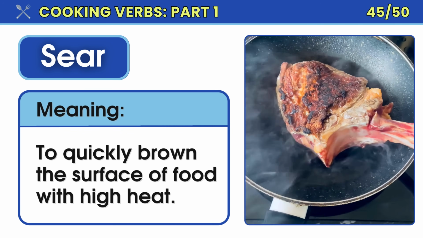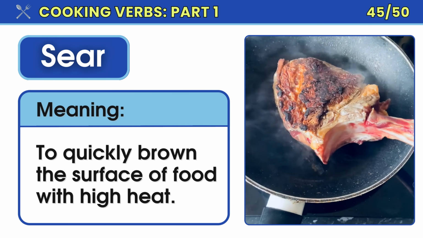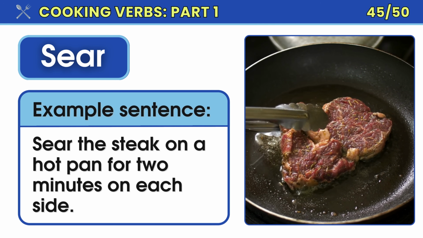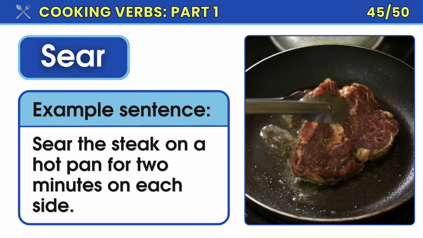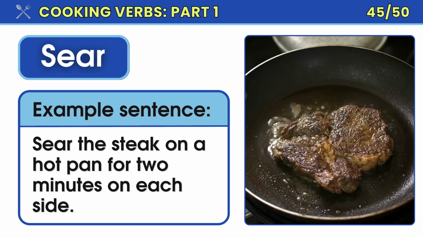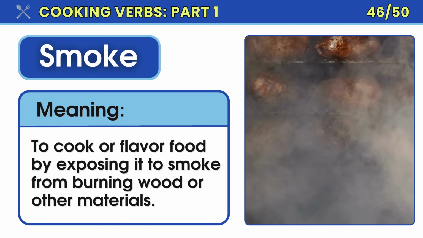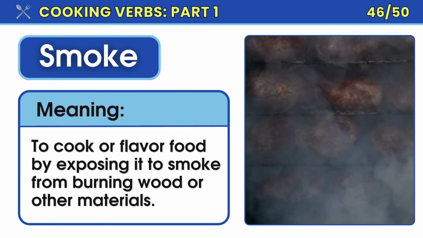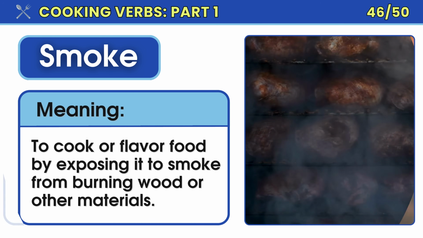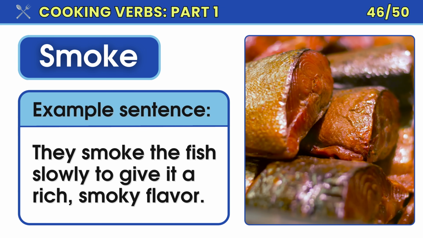To sear means to quickly brown the surface of food with high heat. For example, sear the steak on a hot pan for 2 minutes on each side. To smoke means to cook or flavor food by exposing it to smoke from burning wood or other materials. For example, they smoke the fish slowly to give it a rich, smoky flavor.